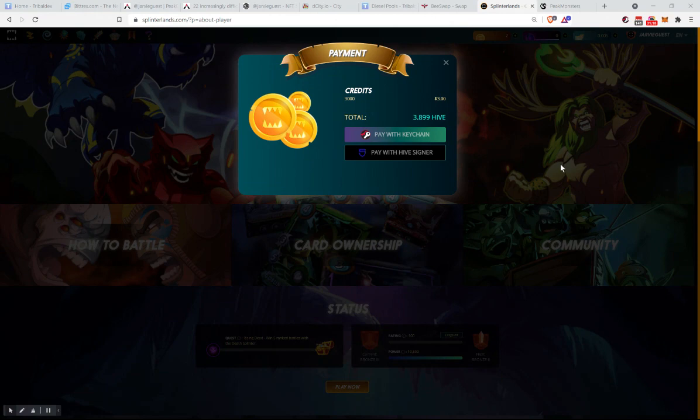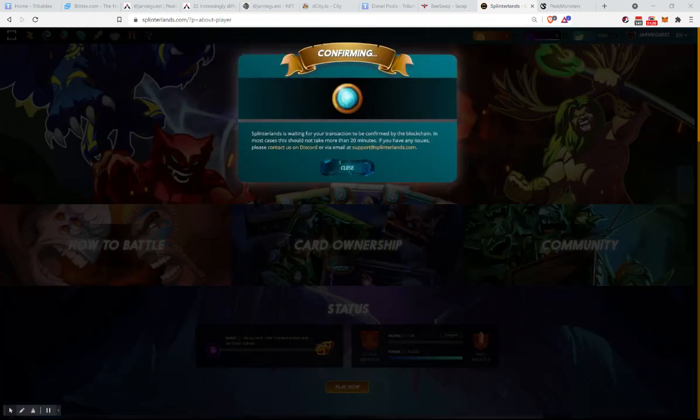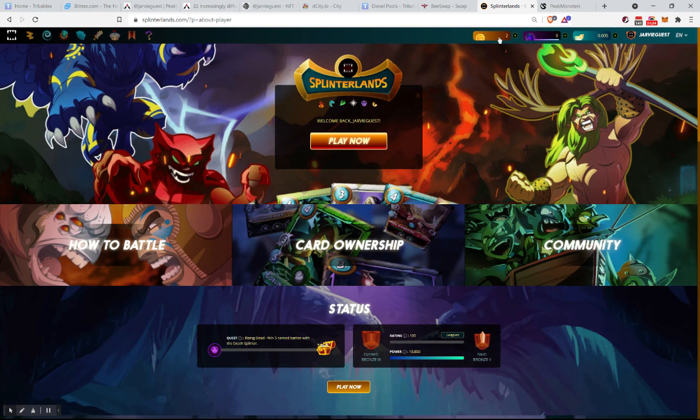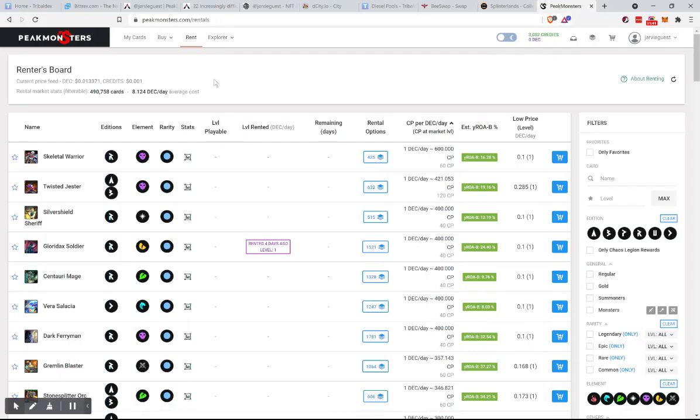And now we should have in a moment, I don't know how long it takes. 1,000, 2,000, 3,000, 4,000. There it is. Okay. Wasn't too bad. 6 seconds is the usual Hive Engine sort of time because the blockchain's 3 seconds, so they're like 2 transactions. All right. So now we're in here with 3,000 credits on Jarvie Guest.